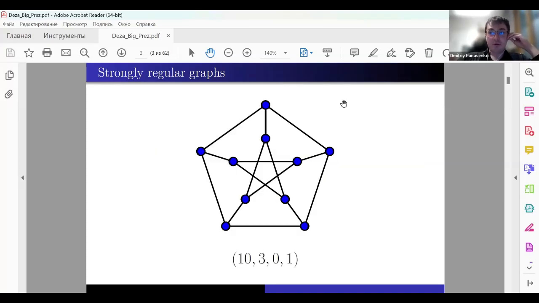One of the most famous examples of strongly regular graphs is the Petersen graph. It has parameters 10, 3, 0, and 1. So any pair of adjacent vertices has 0 common neighbors, and any pair of non-adjacent vertices, for example these two, have 1 common neighbor. It will be this vertex for this pair.